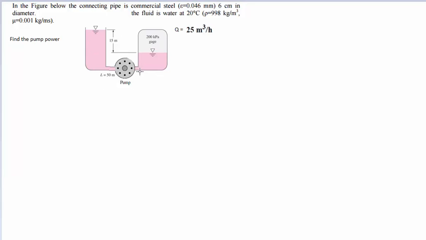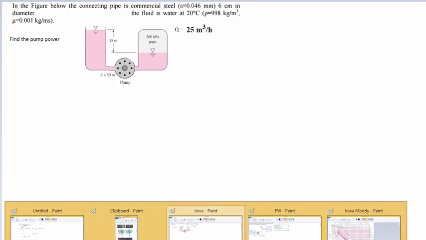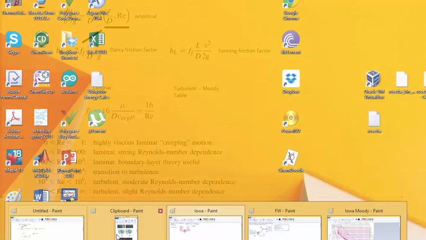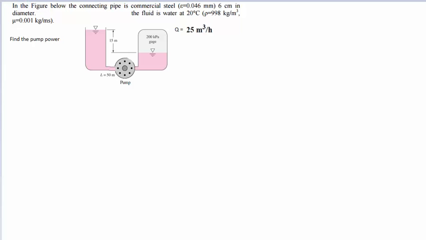So the first thing we do when we're solving a problem that relates to energy, here we're trying to find the pump power, is we use that Bernoulli equation we figured out a few lectures back. So I'm going to throw up that Bernoulli equation right over here. These factors you should be familiar with. What about these guys over here?